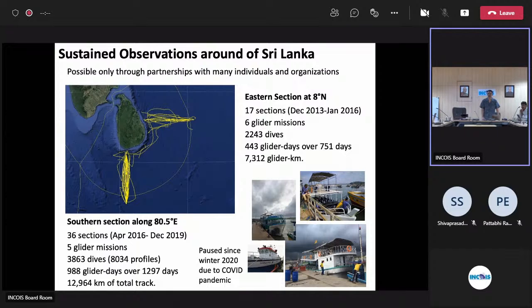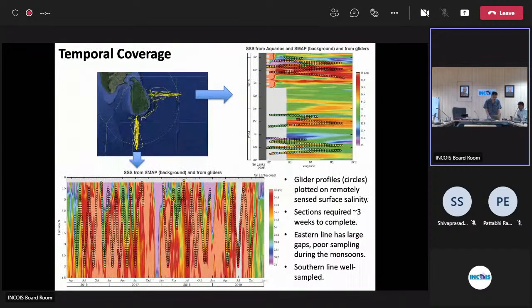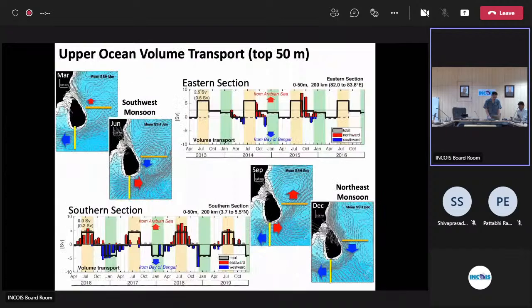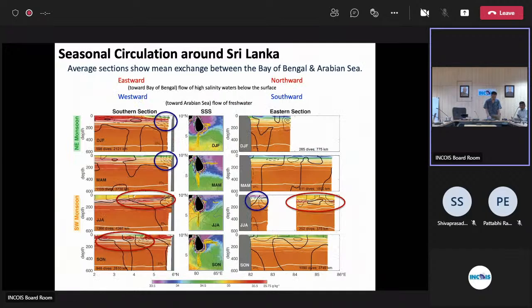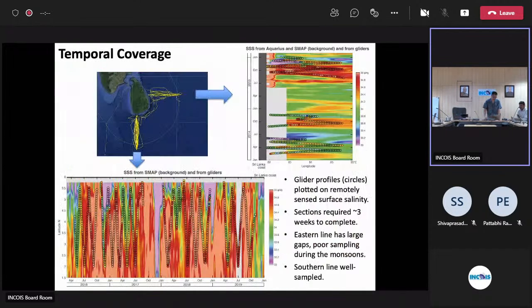Okay, we'll take some online questions. There's one question: why is freshwater transport missing in 2013, 15, and 16 along the eastern section? It shows only in 2014. Let's see. Can you go back to this slide? Okay, there's no transports because there's no data. If you look at this, you can see where there's data.